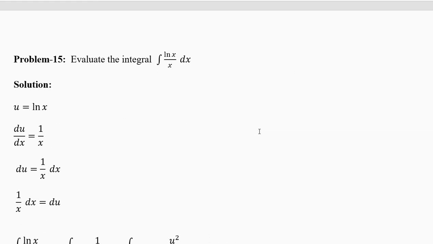Now problem number 15. Evaluate the integral ln x over x dx. Now put u equal to ln x. Derivative of ln x is 1 by x, which is very much present here. What's the idea? f of u into derivative of u into dx. So f of u is equal to ln x, u equal to ln x, derivative of u is 1 by x, so du equal to 1 by x dx.